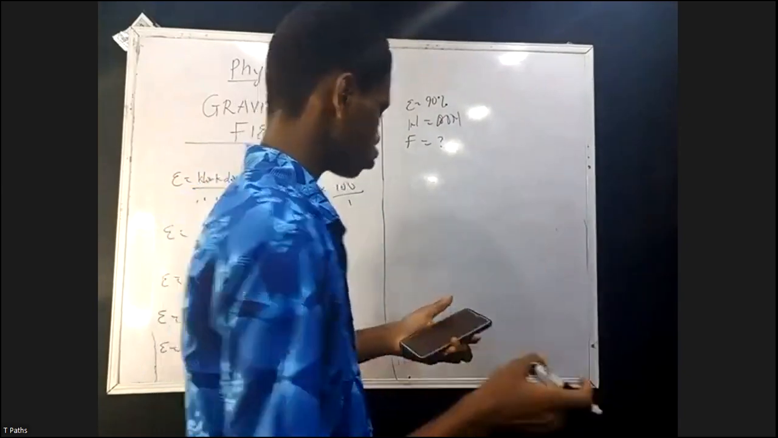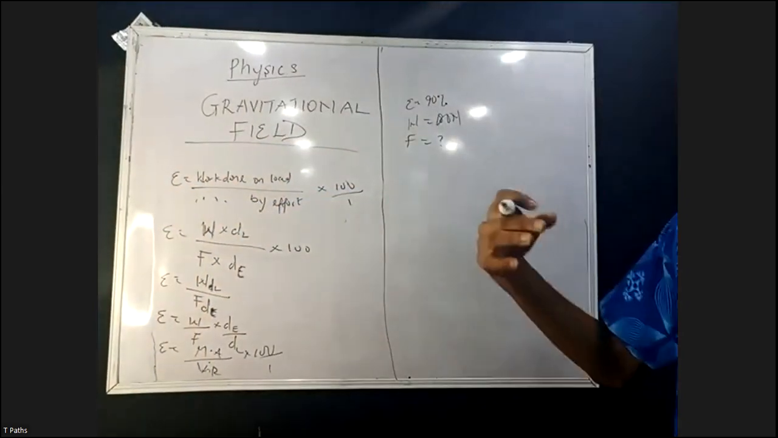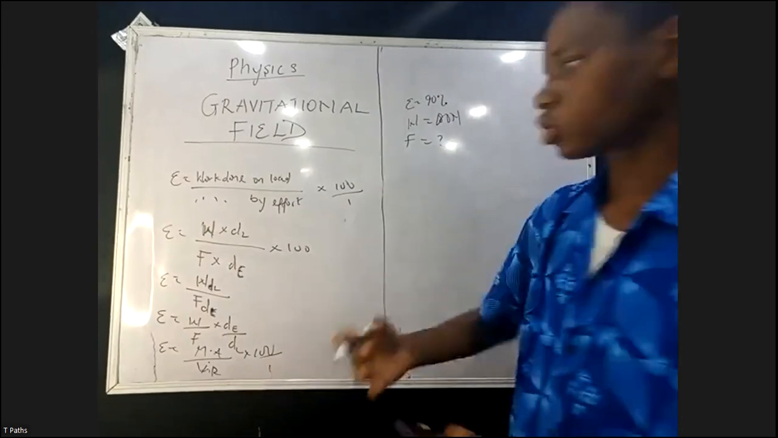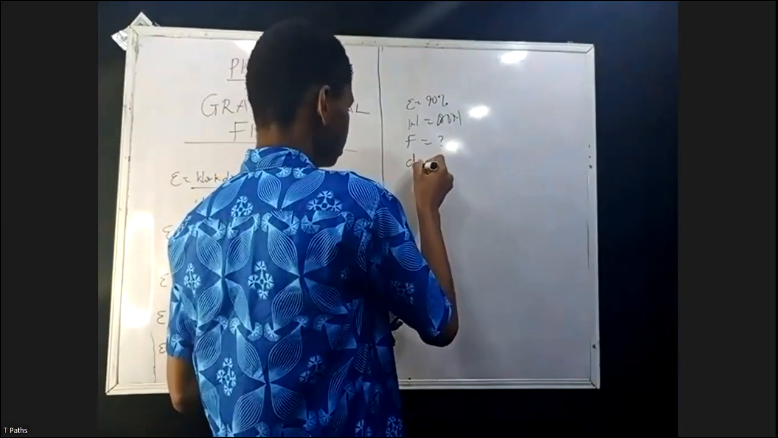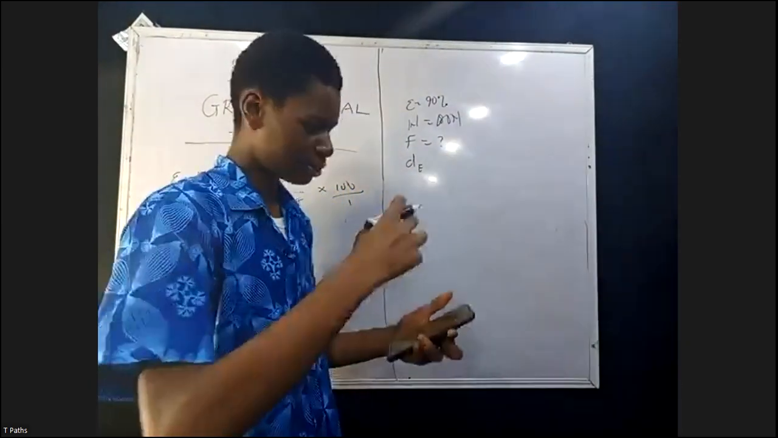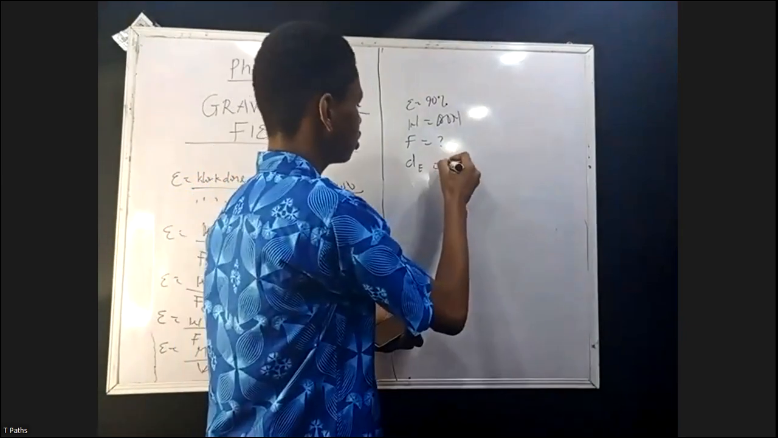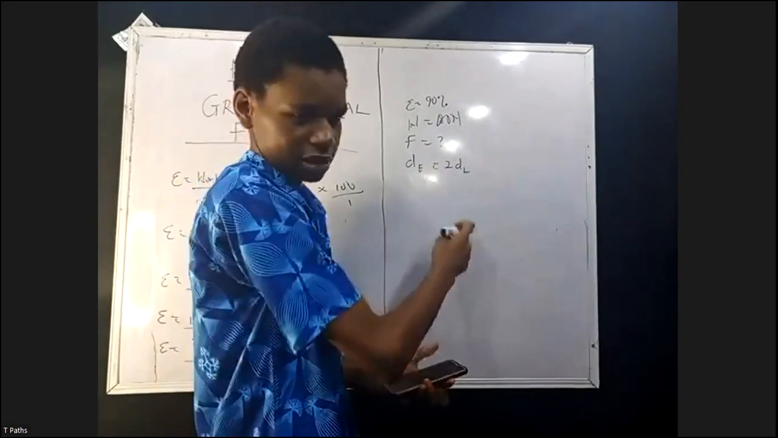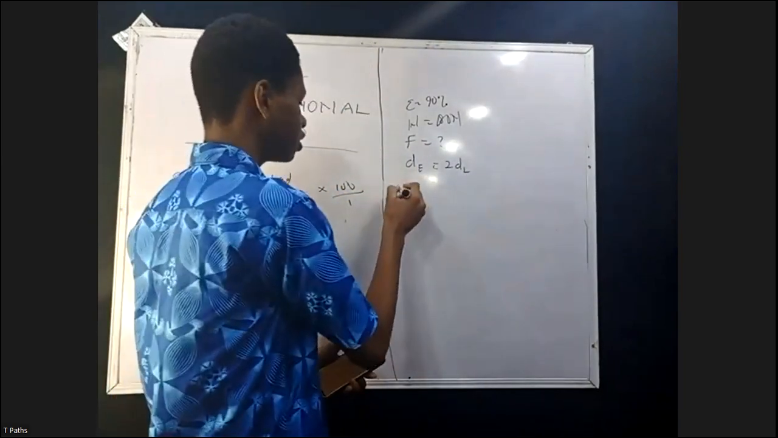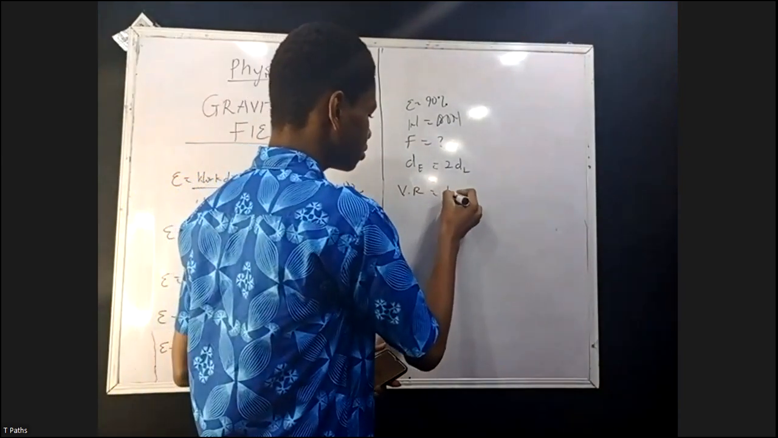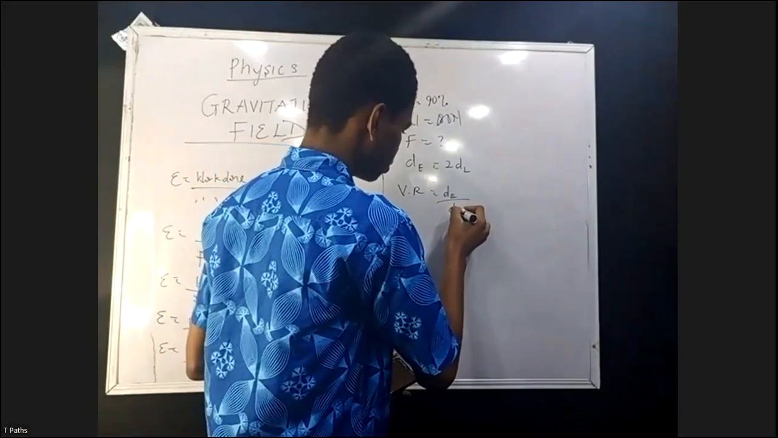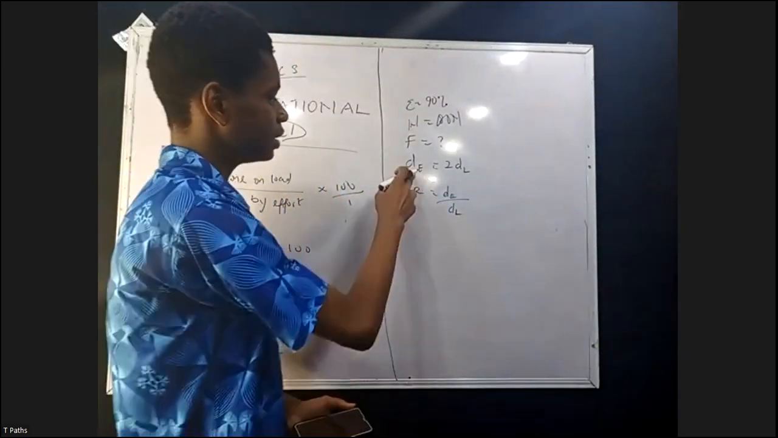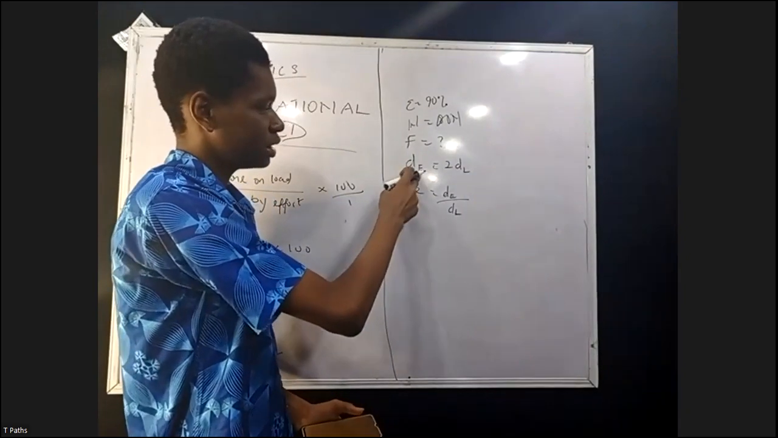If the effort arm is twice as long as the load arm, so effort arm is simply the distance moved by effort. So my distance moved by effort, DE, is twice as long as the distance moved by load, isn't it? Which means my distance moved by effort is 2 times distance moved by load. And don't forget, my velocity ratio is equal to distance moved by effort over distance moved by load.